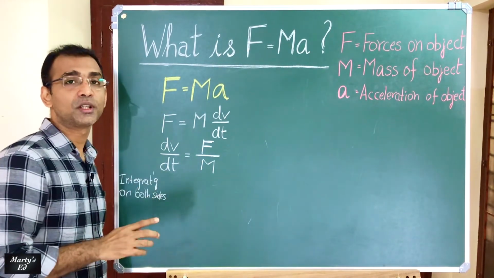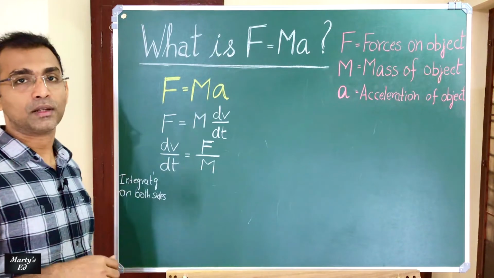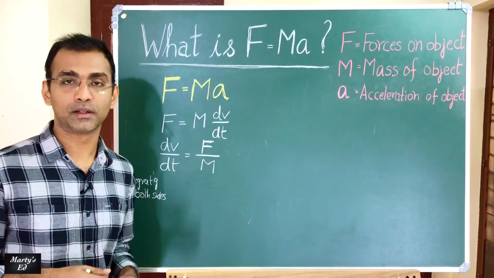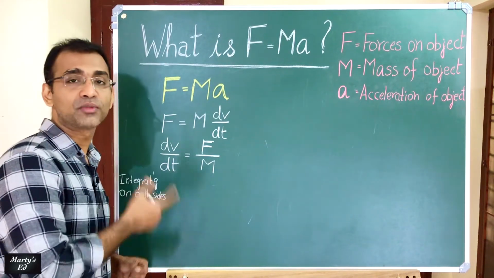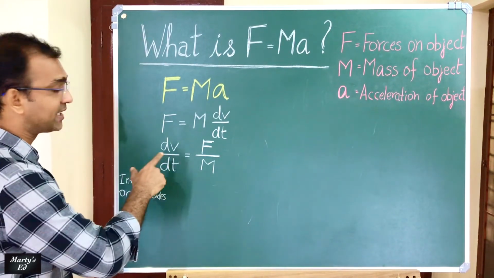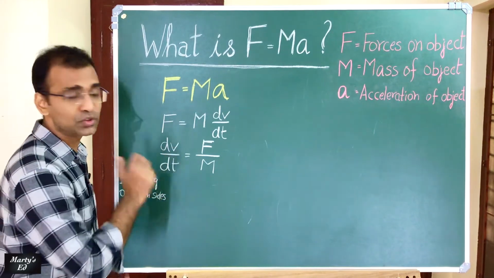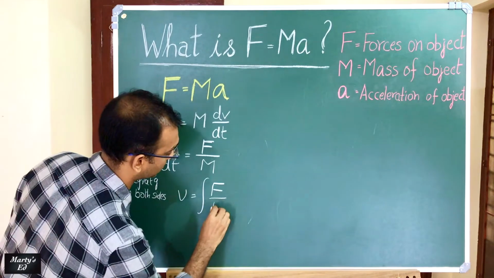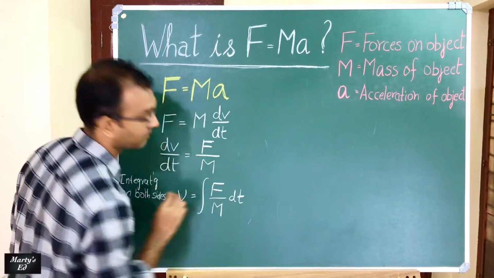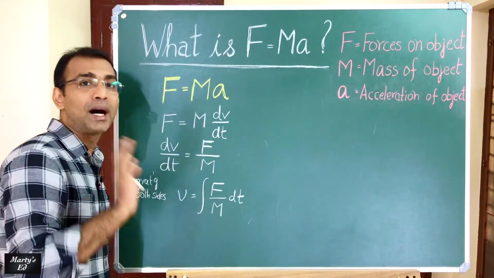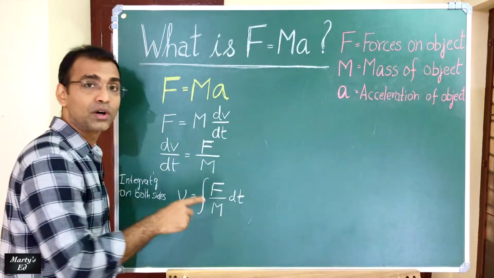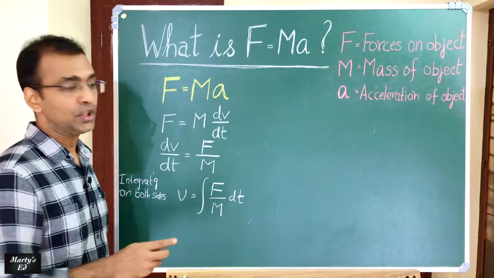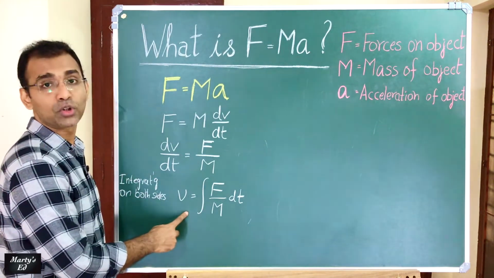Integration and differentiation are inverse functions. Just like addition and subtraction, and multiplication and division, integration and differentiation are inverse functions. So if I integrate this, what we get is velocity. In this experiment, m is nothing but the mass of the can. This mass of the can remains constant throughout the experiment. It doesn't change. So I can take the m out of this integration.